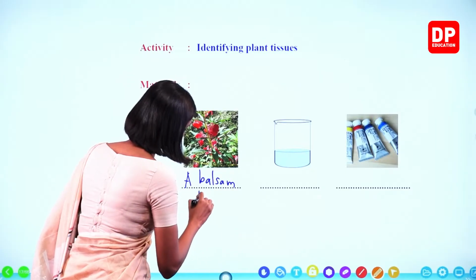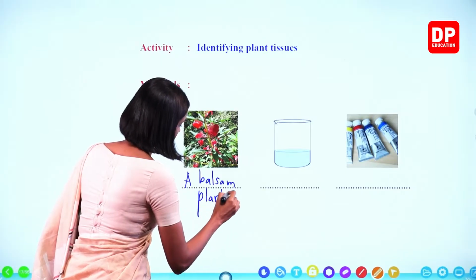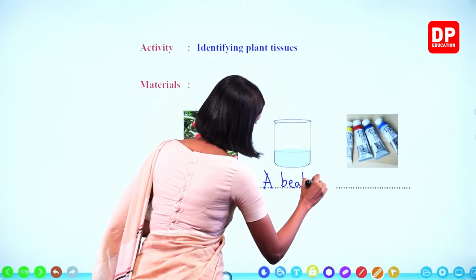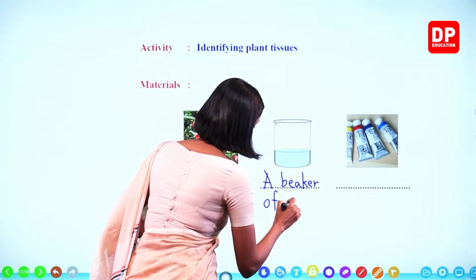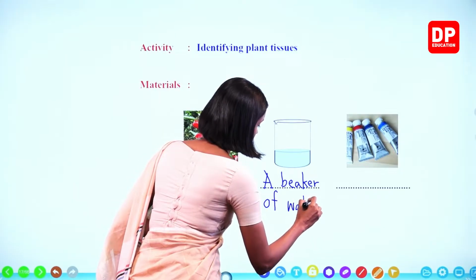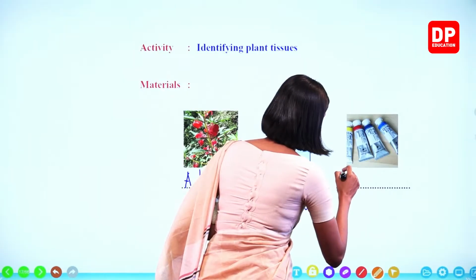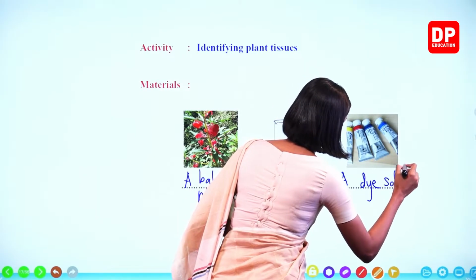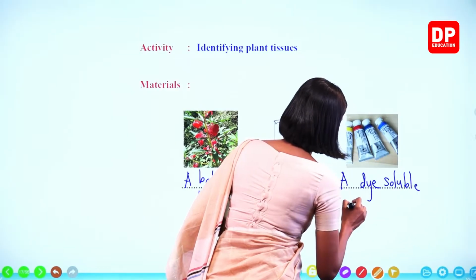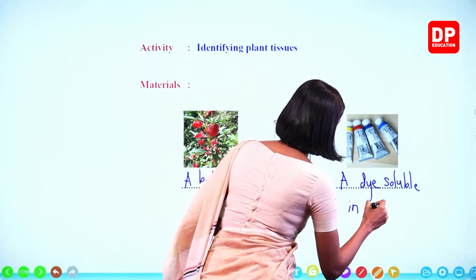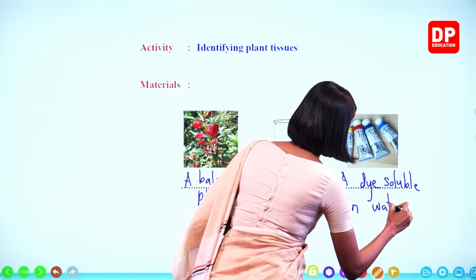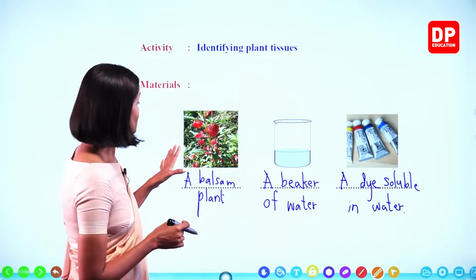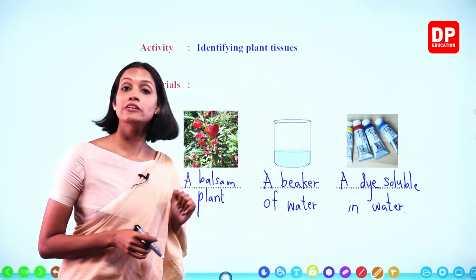A balsam plant. A beaker of water. And a dye soluble in water. Okay, children? A balsam plant, a beaker of water and a dye soluble in water.